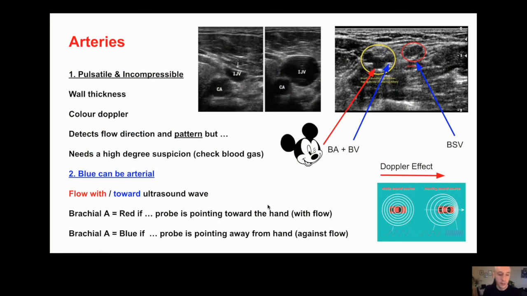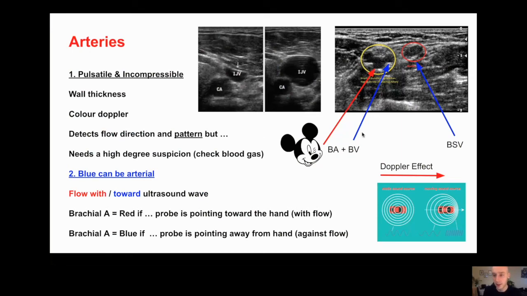So if you have the probe on the arm and the blood flow is going this way and the probe is facing this way, it's going to be one color. But then if you turn it, it's going to be a different color. So color Doppler is useful because it really shows you when the color's pulsing. It's obvious if it's pulsing, but the color is not important. So just to be clear, a blue vessel is not a vein.